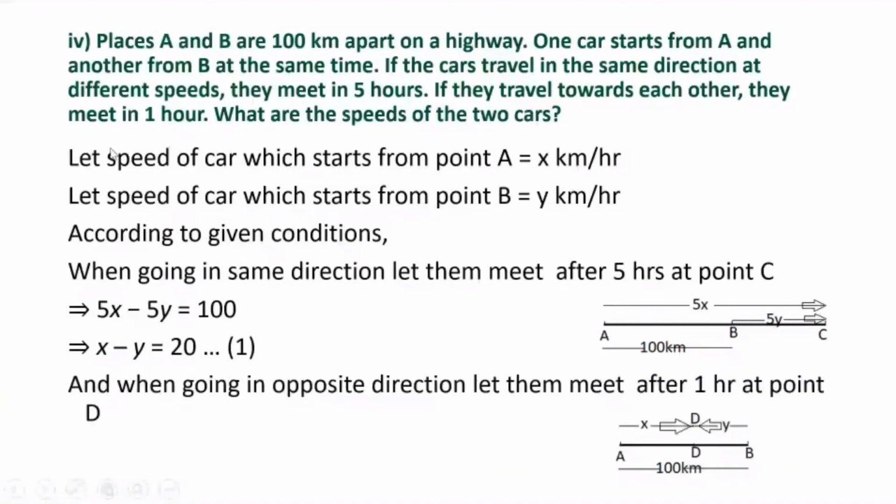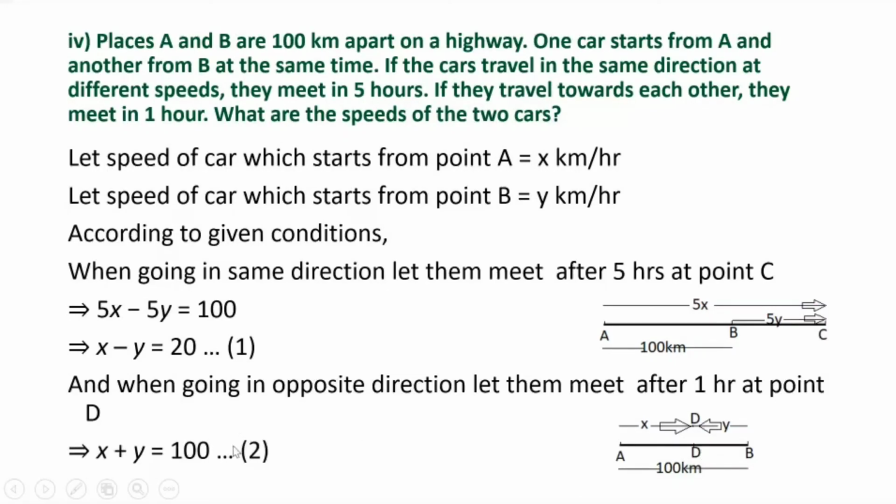Now let us take up the second case, when they are traveling in opposite directions. Then they meet after 1 hour. I take that point of meeting as D. If I express it through a figure once again, A will start moving in this direction, B will start moving in this direction. After 1 hour, they meet at point D. That means the distance traveled by A from A to D is 1x. Distance traveled from B to D is 1y. Total AD plus BD is equal to 100. So I get x plus y is equal to 100. This is the second equation.